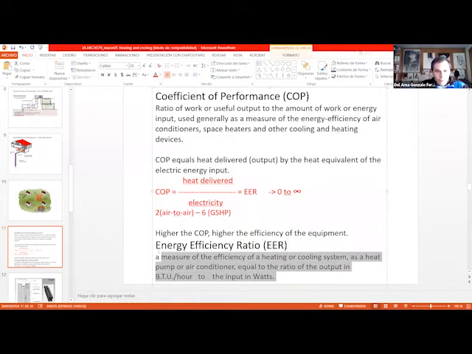So you will find one coefficient especially in the United States, and you will find the other coefficient especially in Europe, okay? And the values are not the same. So we don't have the same COP or the same EER. They are different. So we have to compare COP and COP, and EER and EER. If we have two different devices, we don't compare the COP of one with the energy efficiency ratio of the other.